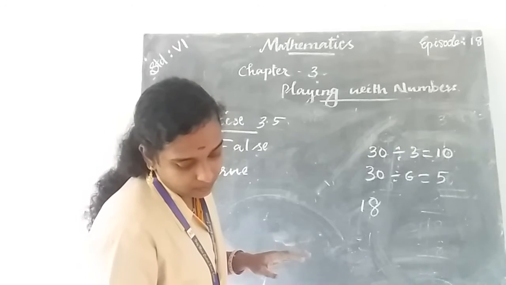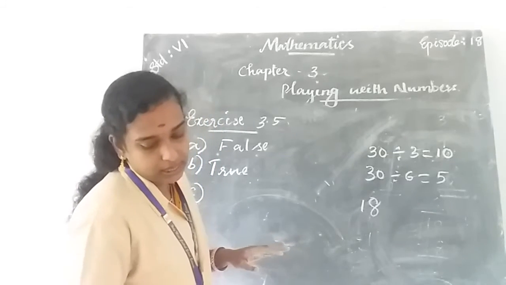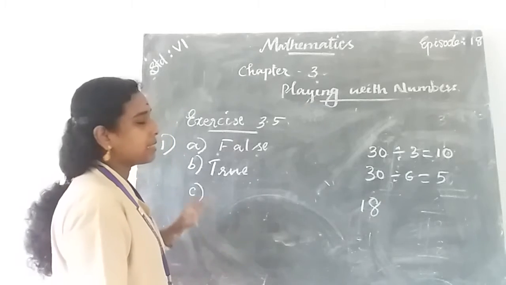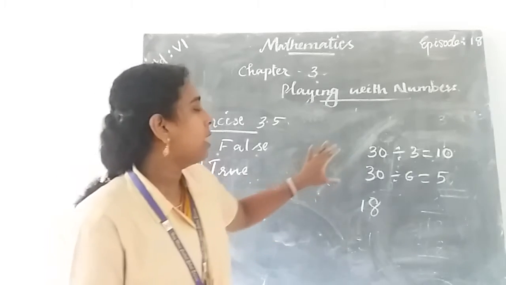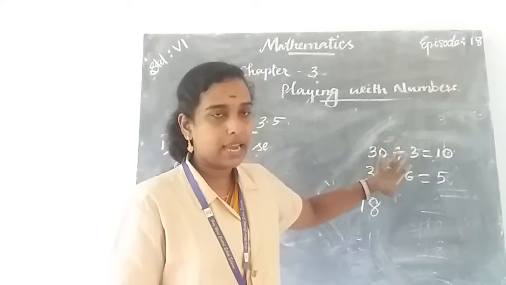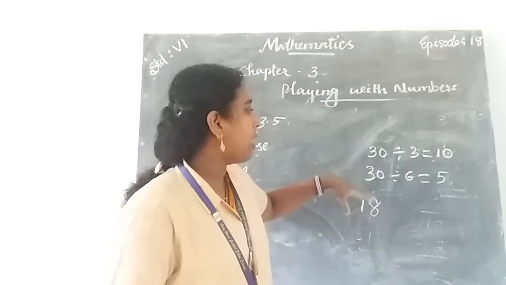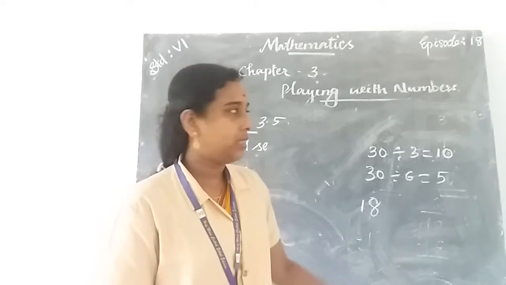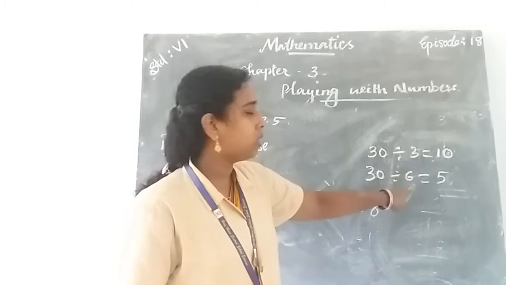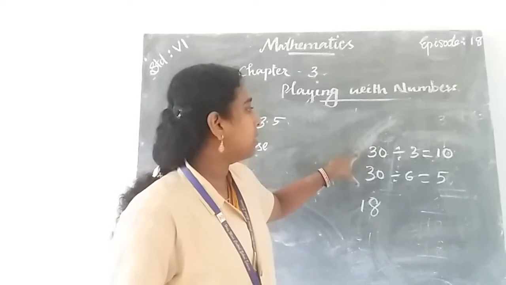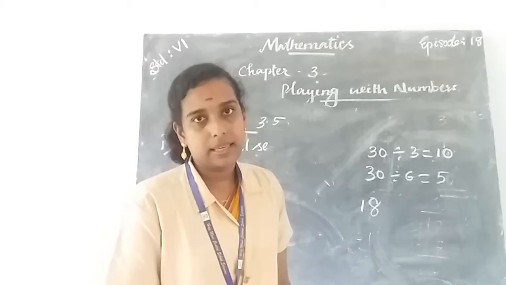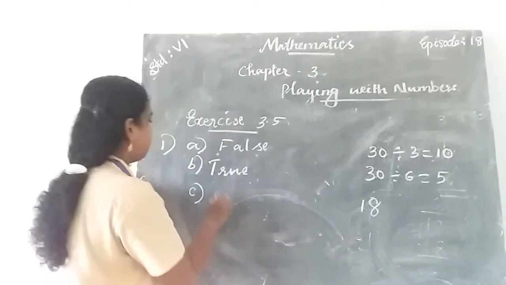Okay, the statement says a number is divisible by 18 if it is divisible by both 3 and 6. The statement is false, because a number divisible by 3 and 6 need not be divisible by 18. Here 30 is divisible by both 3 and 6, but 30 is not divisible by 18. So the statement is false.